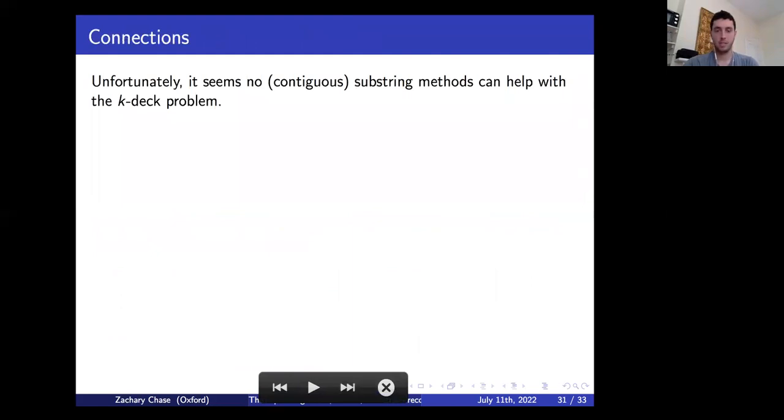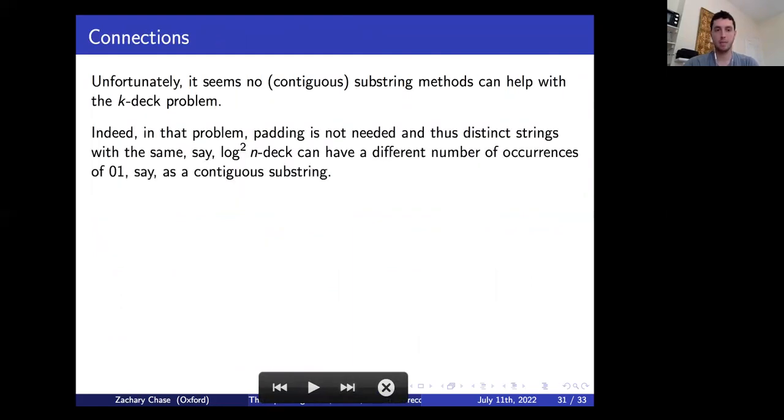Unfortunately, it seems that no substring methods can help with the k-deck problem, because you can have two strings with the same large k-deck, of length, let's say, log squared n, but they have a different number of occurrences of 0, 1 as a contiguous substring. The log squared n deck means the multiset of subsequences of length log squared n. So the point is that for hard pairs, for the separating words problem and for trace reconstruction, the strings x and y will have the same count of substring occurrences. But for the k-deck problem, you can easily see that that's not the case. Therefore, I speculate that substring methods won't be helpful.